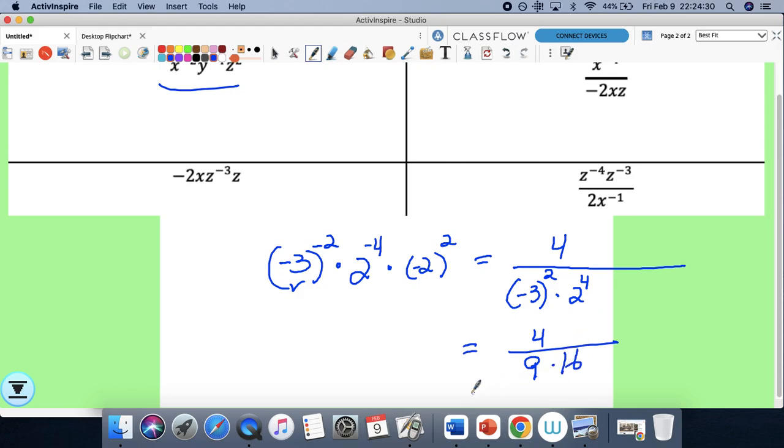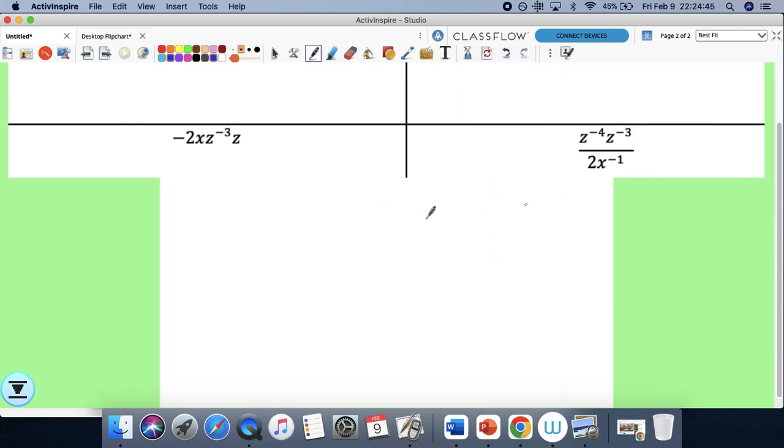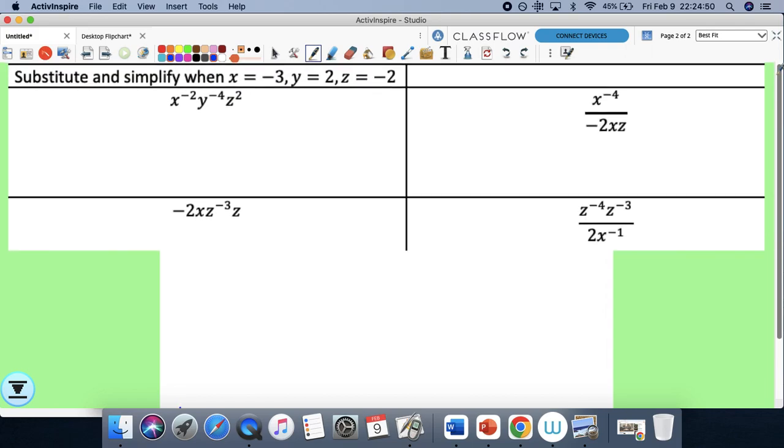There. We can simplify a little bit more. 4 and 16, we can divide that by 4. This becomes 4, and then eventually becomes 1 over 36. That's it. All right, so my only fear here is you guys not putting parentheses if it's a negative number. The second one, right here. X to the negative fourth, so it's negative 3 to the negative fourth power. At the bottom is negative 2 times x, which is negative 3, times z, which is negative 2.